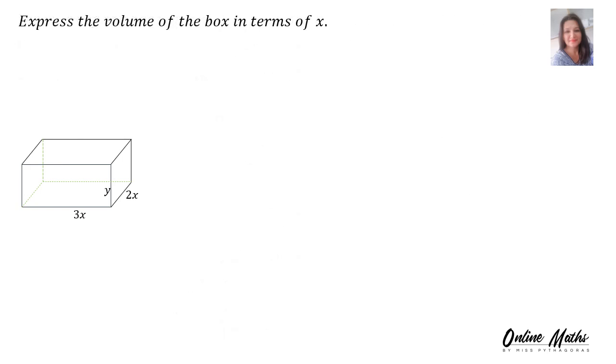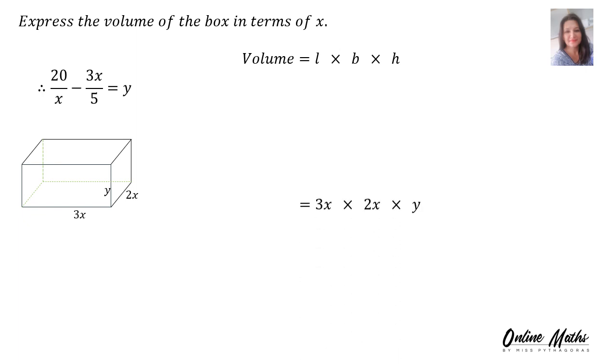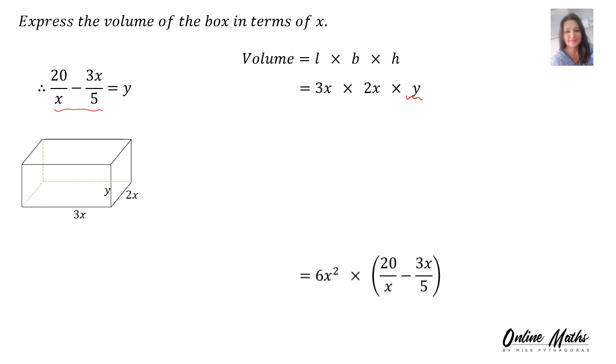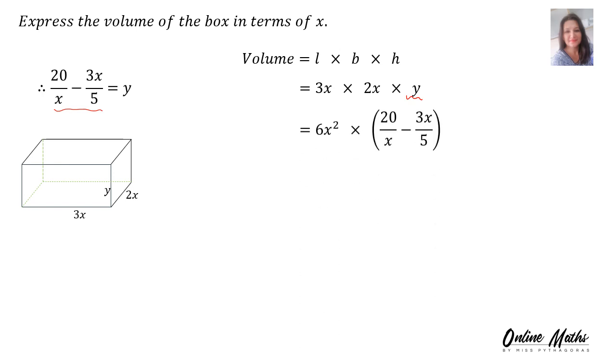So from the previous slide, we know now that is what y is equal to. So the question here says, express the volume of the box in terms of x. Volume of a box, length times breadth times height. The length is 3x, the breadth is 2x, and then the height is y. But from the previous slide, remember here, we know what y is, and y is 20 over x minus 3x over 5.